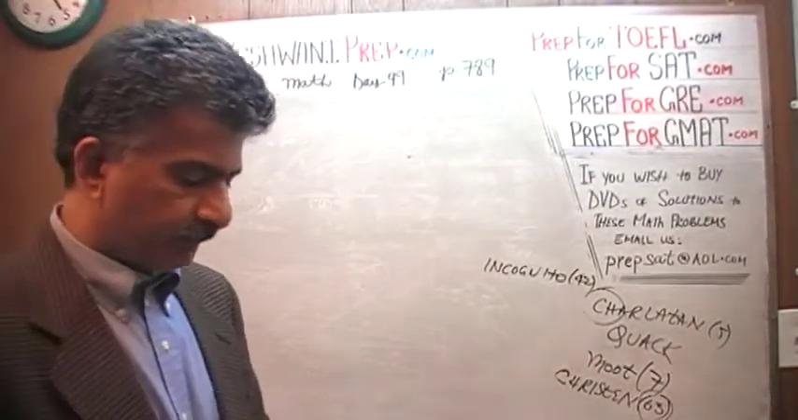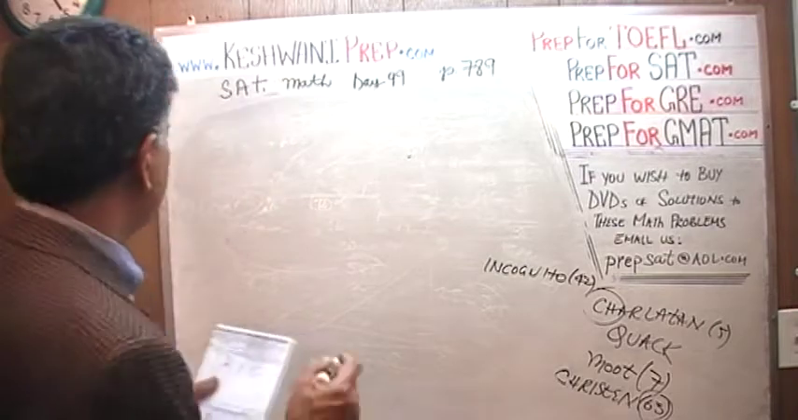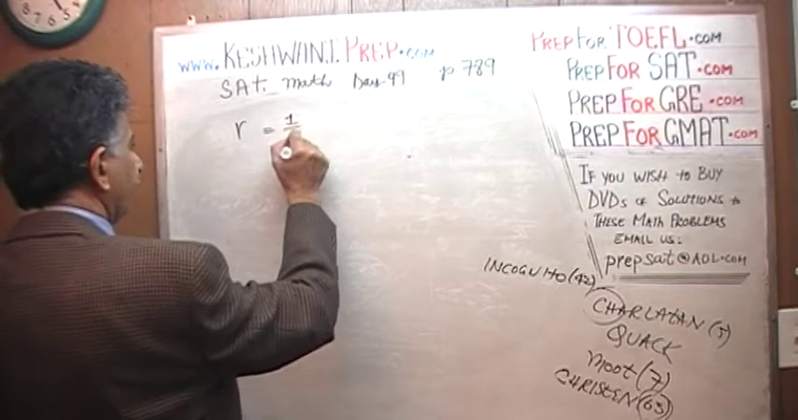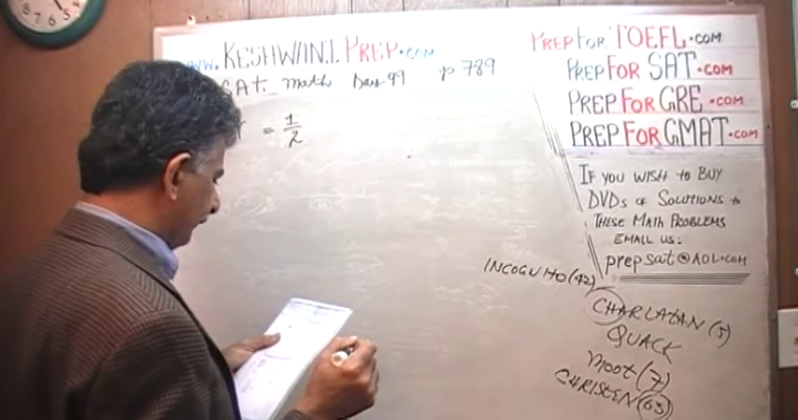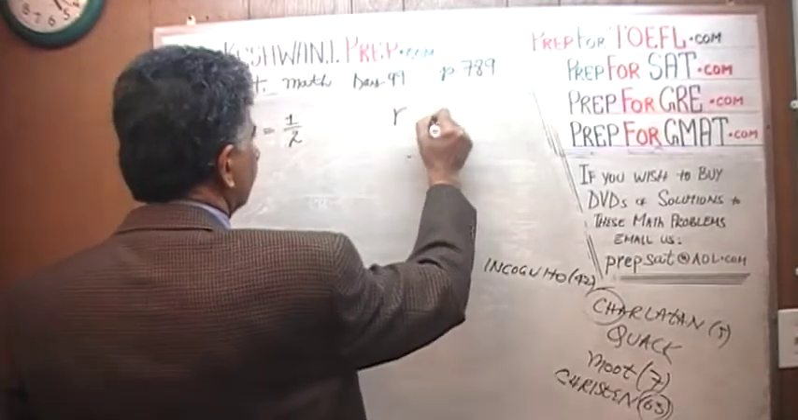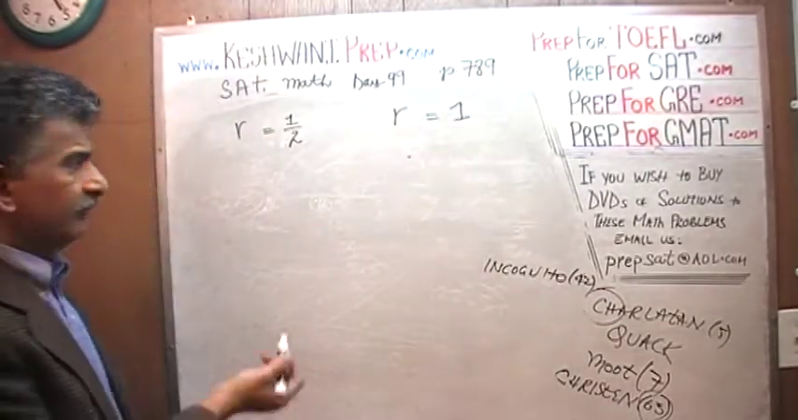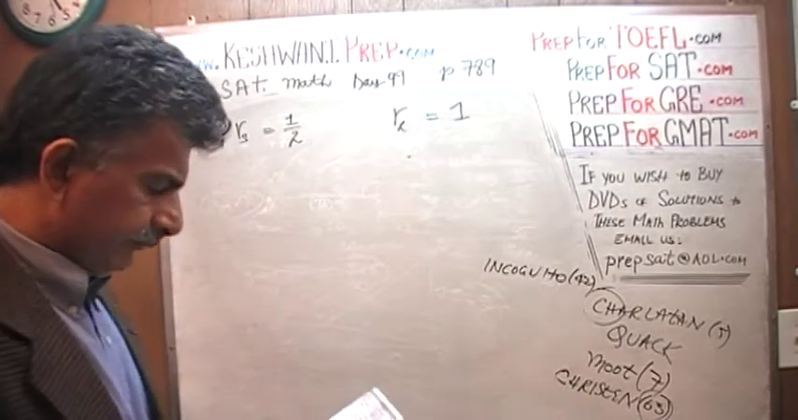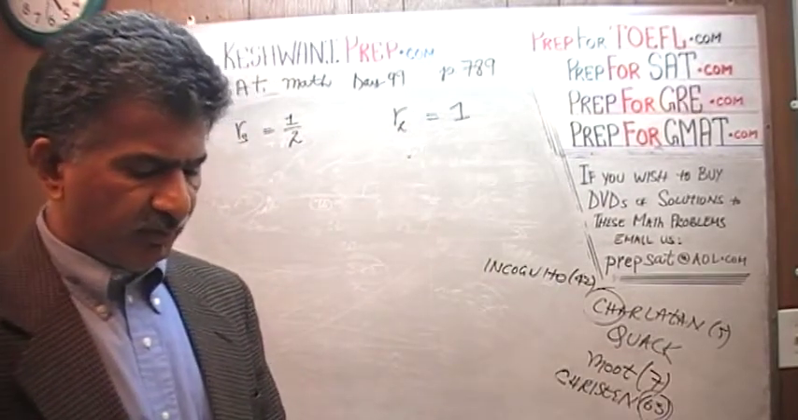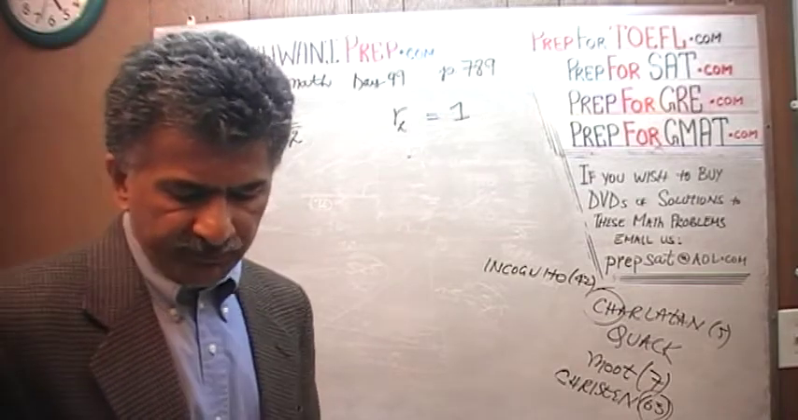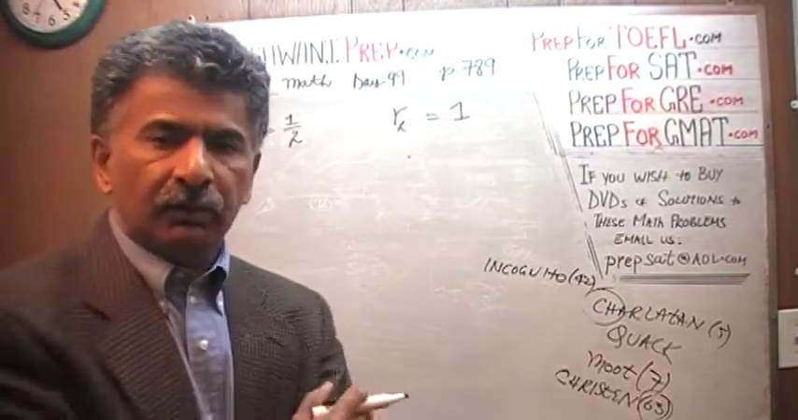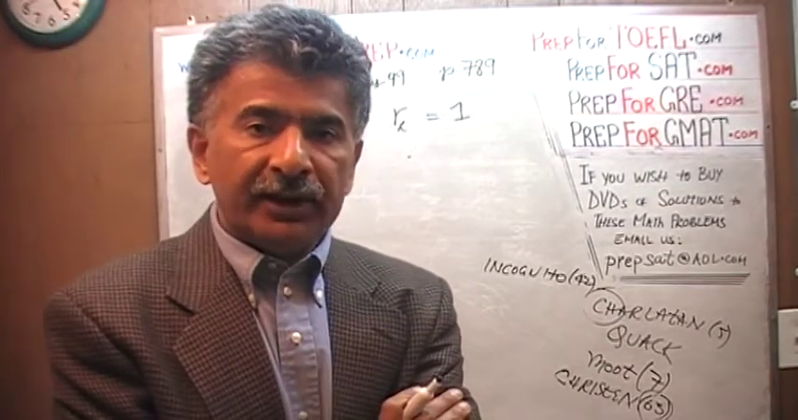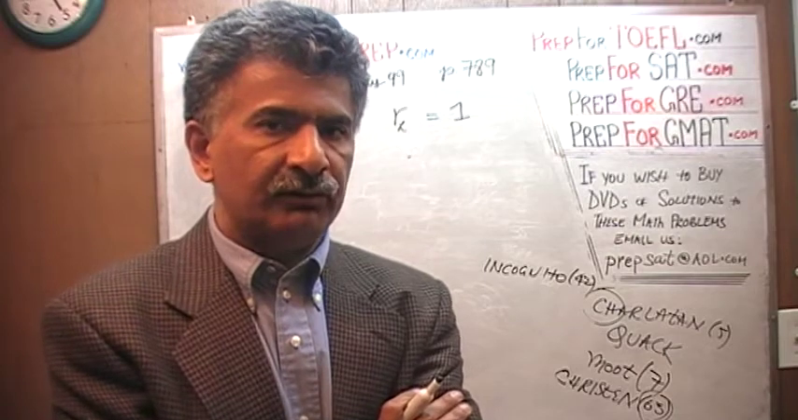Number 17. One circle has a radius of half. And another circle has a radius of 1. Since this one has a bigger radius than this one, I'm going to call it the small radius and the large radius. The question simply is, what's the ratio of the area of the larger circle to the area of the smaller circle? Basically what they're asking is, what is the ratio of the large circle to the small circle if the radius of the large circle is twice as much as the radius of the small circle?